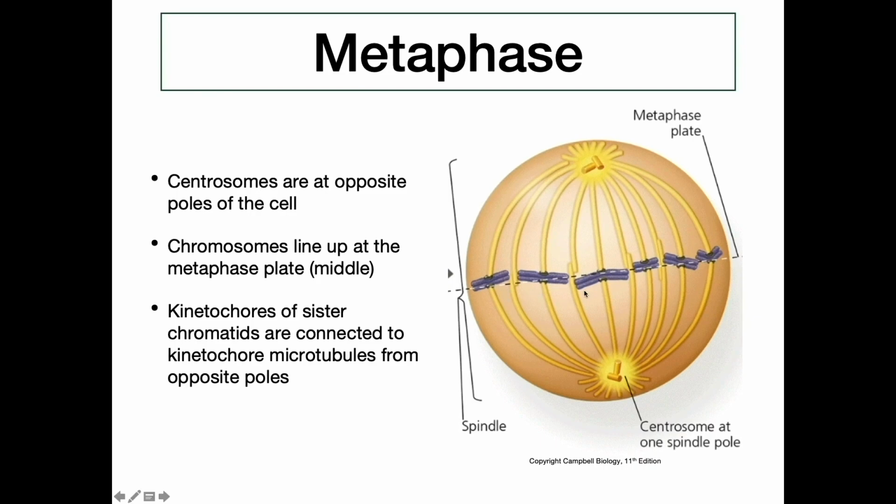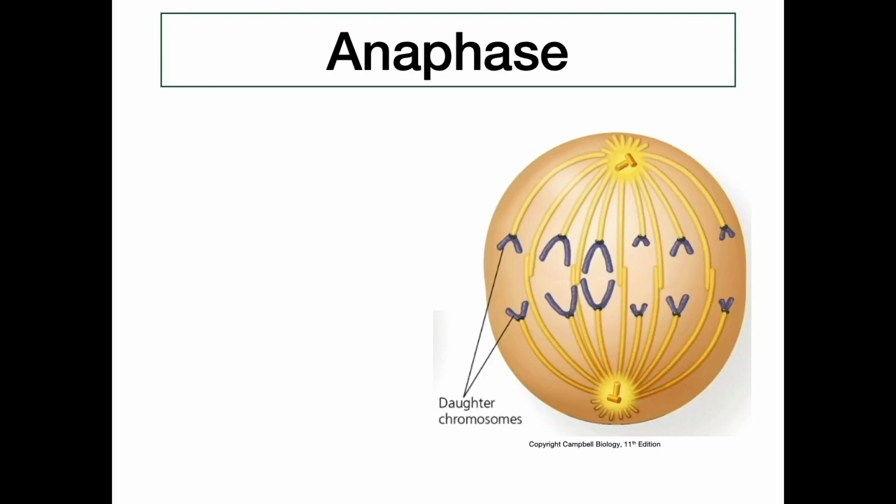So for example, if we look at this chromosome right here in the middle, on this side, it's attached to the microtubule originating from this centrosome, and over here, it's attached to a microtubule originating from the opposite centrosome. So moving on to anaphase. Anaphase is when things actually get pulled apart and start to separate into two distinct cells.